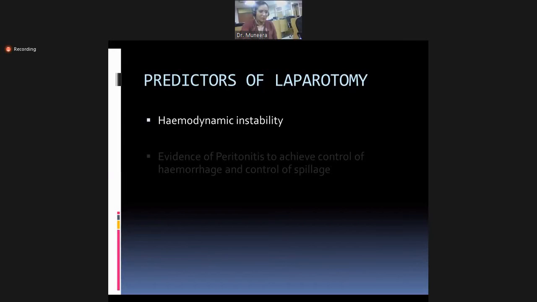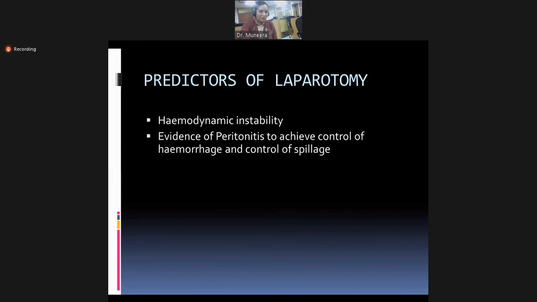Hemodynamic instability, constant low blood pressure. You don't have a recordable blood pressure, the patient is dropping hemoglobin, he is pale, cold, clammy skin. That means the patient is bleeding inside very badly, and you need to open up to control the bleeding, otherwise you will lose your patient. So you have to be prompt in this condition.